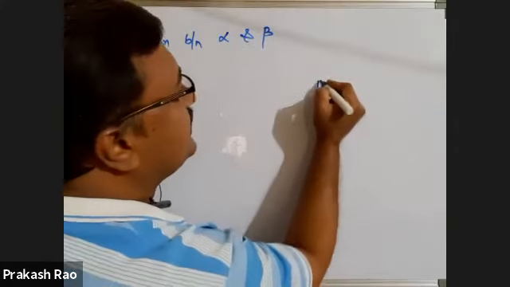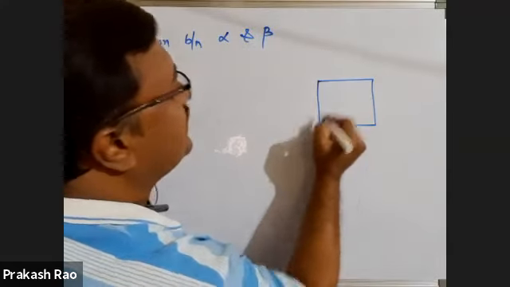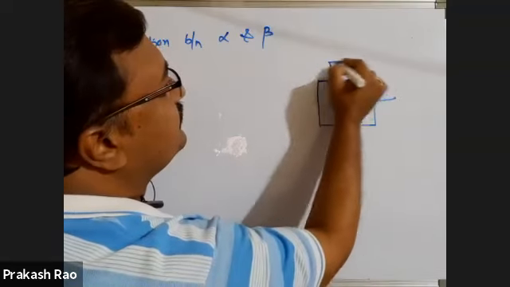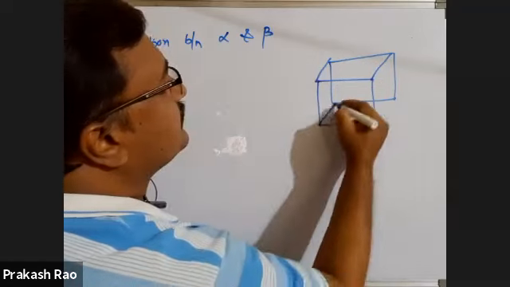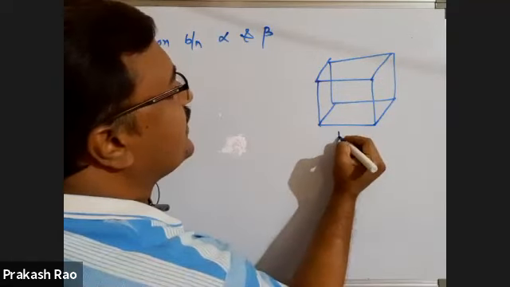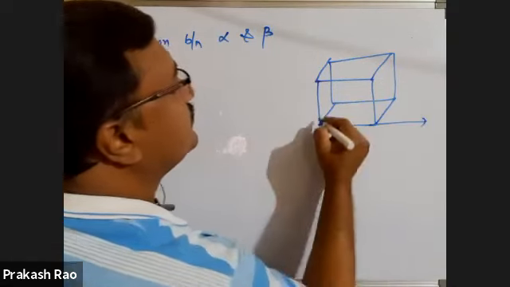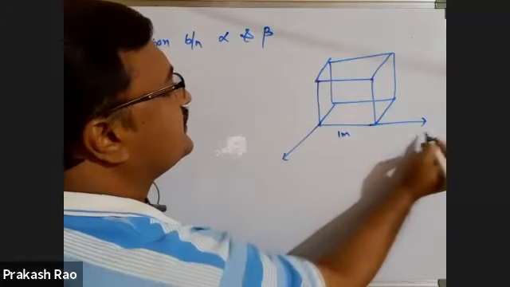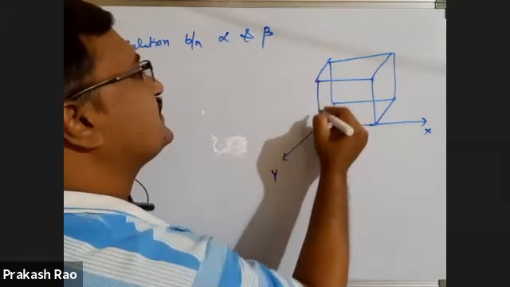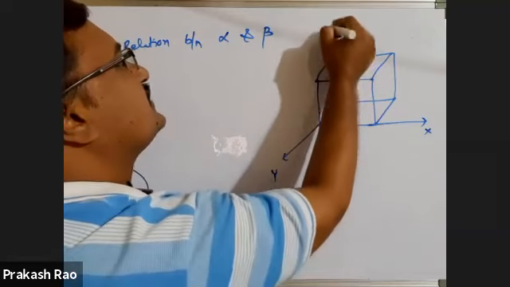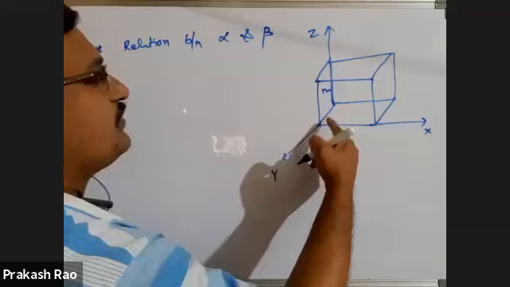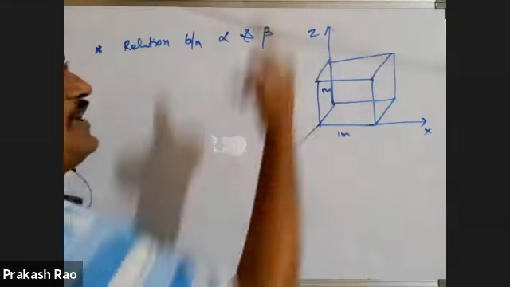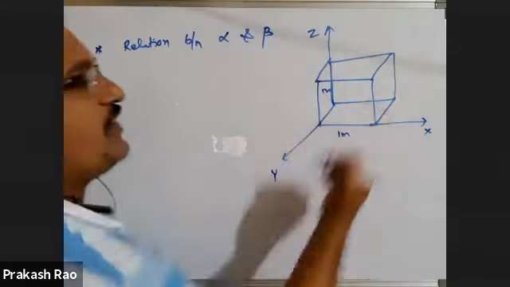So let us consider a cube of side 1 meter. Don't write anything, just listen. This is a cube of side 1 meter, 1 meter in length, 1 meter in breadth. This is the x-axis, this is the y-axis, and this is the z-axis. This is also 1 meter: 1 meter in length, 1 meter in width, and 1 meter in height.